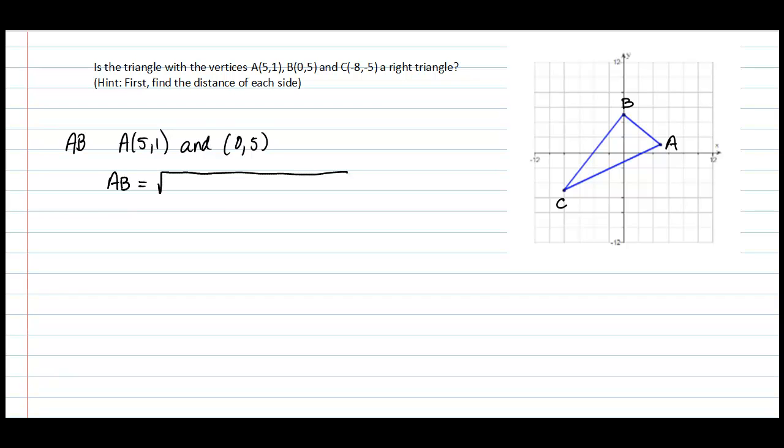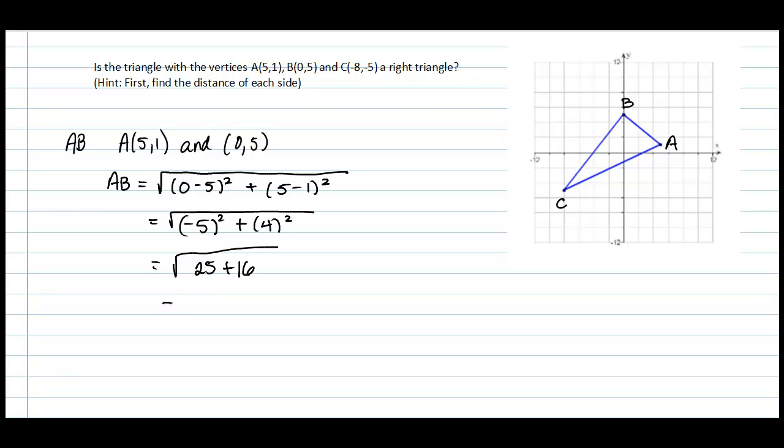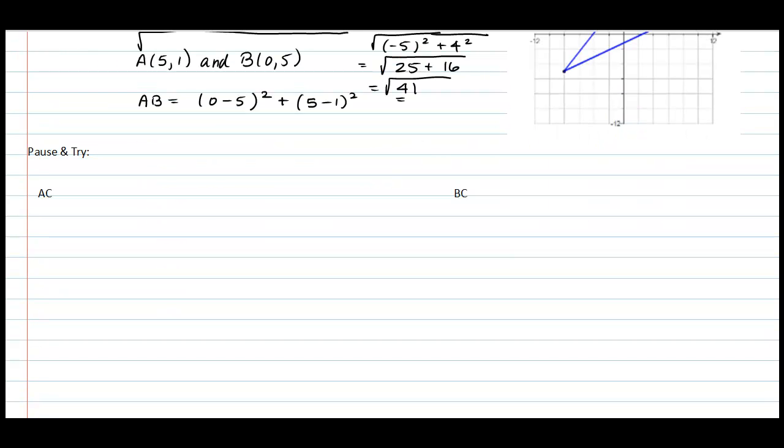the distance formula will result in the square root of 0 minus 5 squared plus 5 minus 1 squared, which is -5 squared plus 4 squared, which is the square root of the sum of 25 plus 16, which is the square root of 41. Pause and try to find the sides AC and BC.